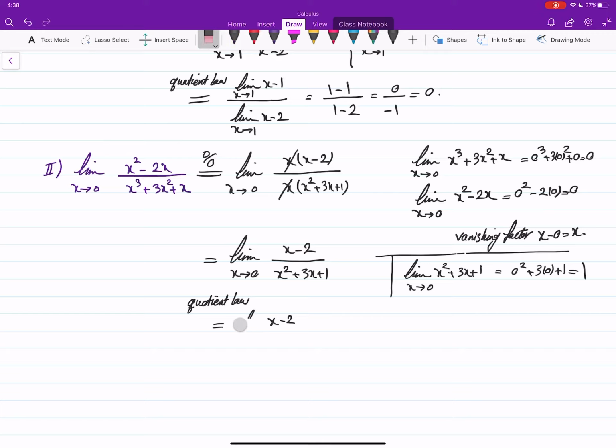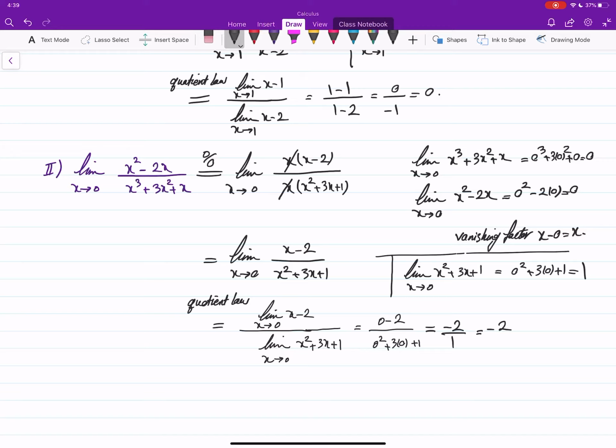Sorry, let me write this a little bit better. Okay, the limit of the quotient is equal to the quotient of the limits, x squared plus 3x plus 1. And this gives us 0 minus 2. These are polynomials, so you just plug in. Then 0 squared plus 3 times 0 plus 1, which is negative 2 over 1, and that is negative 2. Well, that's how we find it.